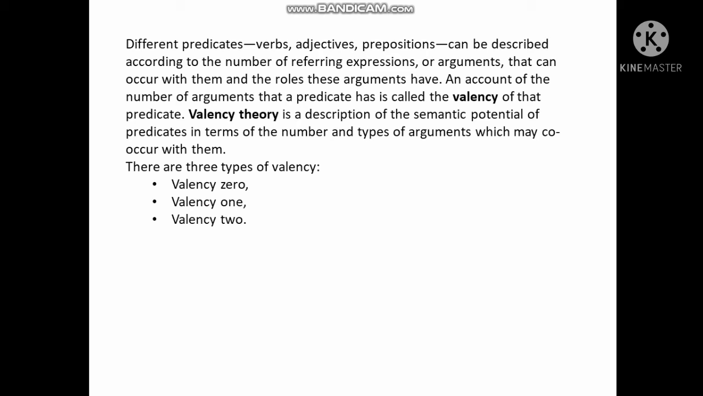There are three types of valency. First, valency 0, next valency 1, and the last valency 2.